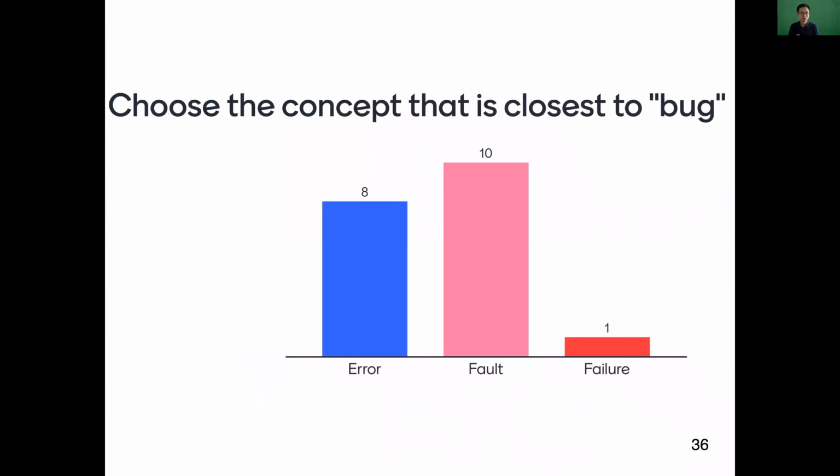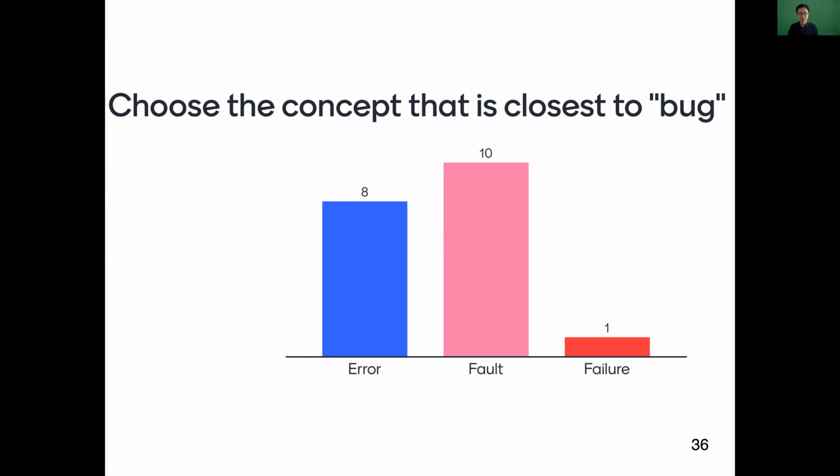As a result, 19 students participated in the vote. 10 of them chose fault, 8 of them chose error, and only 1 of them chose failure. So the majority of them chose the term fault. Is that correct?